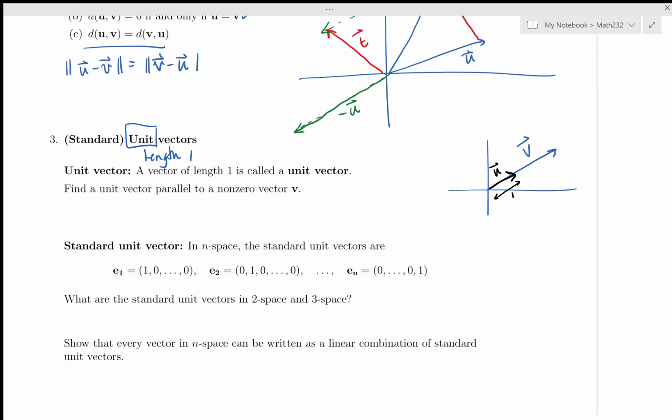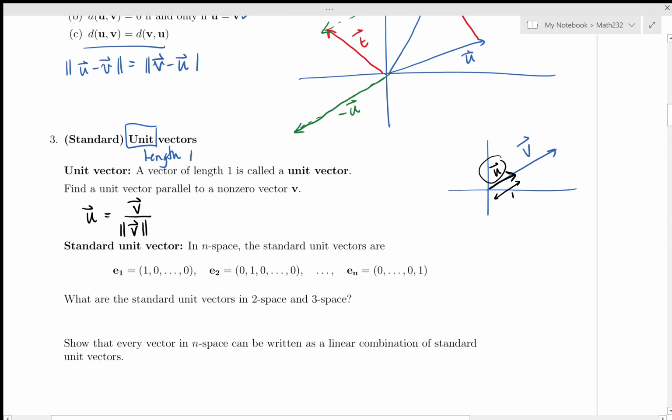Perhaps then you can see that, in order to produce this vector u, you'd need to take the vector v and scale it so that it was, in this case, shorter. You would need to scale it down by the length of v. And that's where this expression comes from. The unit vector u that is parallel to the non-zero vector v is the vector v itself scaled by the norm of v. That's the unit vector.